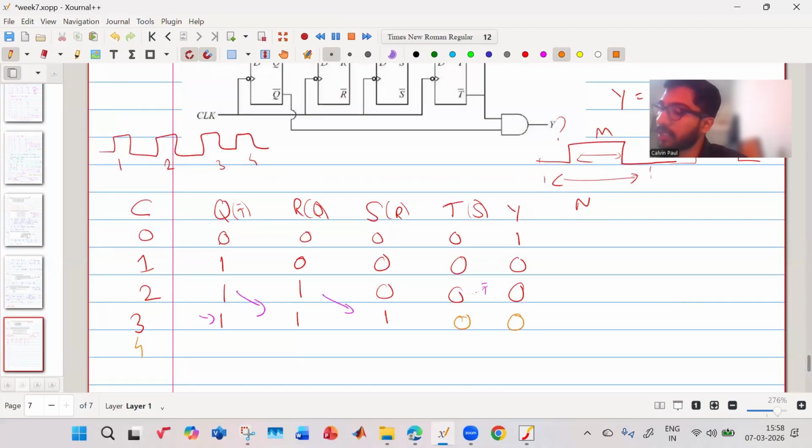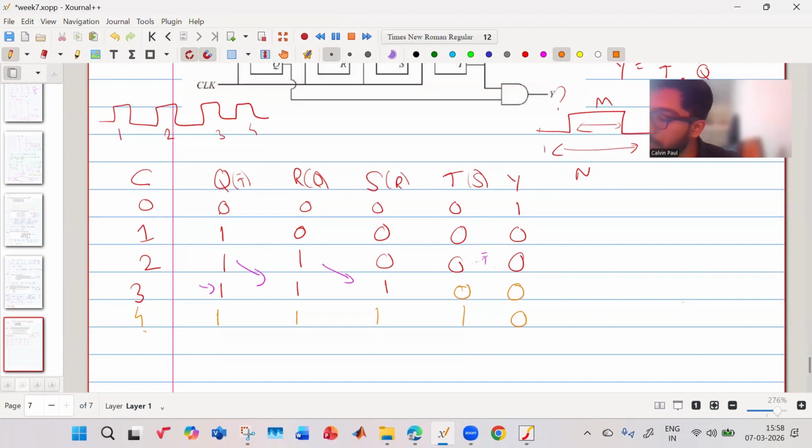Now, the fourth clock pulse comes. Q is again T bar, so it becomes 1, and it proceeds to become 1, 1, 1, 1. In this case, your Y again is 0. Now the fifth clock pulse comes. Now Q is equal to T bar. T bar has to be 0. R is Q, so 1. S is R, so it is 1. T is S, so it is 1. And what is your Y? Is this Q bar and T bar? T bar is 0, so that's why this also is 0.